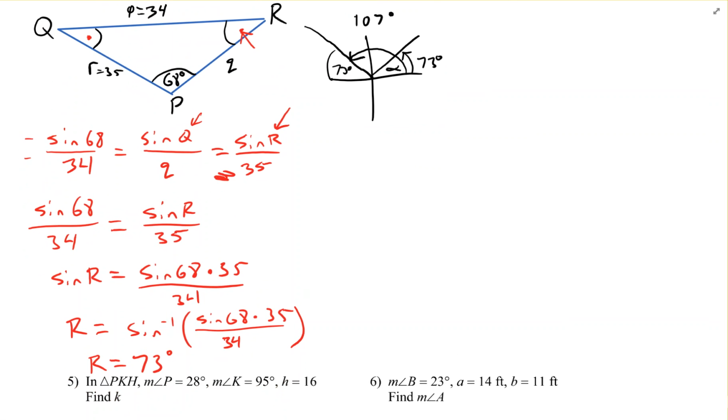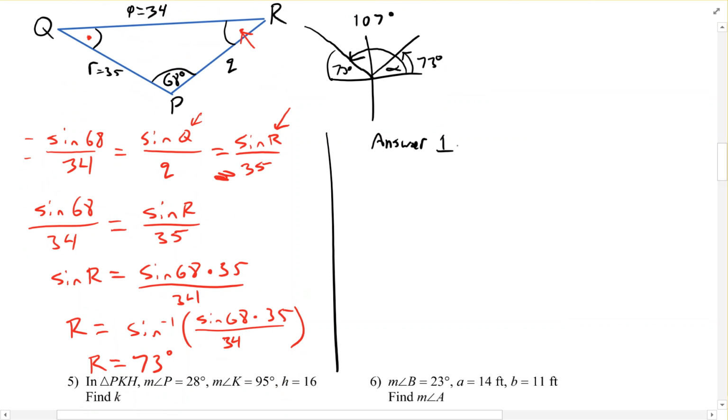Okay, so from this point, we're going to split this up into two answers. So we'll start here and say, okay, answer one. We'll split that off here. Answer one, and we'll say this is for when it's 73 degrees, so when R is 73 degrees. Let's write down everything we know for answer one. So we know that R is equal to 73 degrees. We know that P is equal to 68 degrees. And we can figure out Q pretty easily here so far.